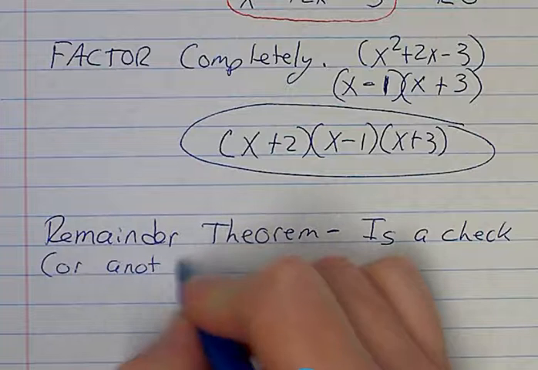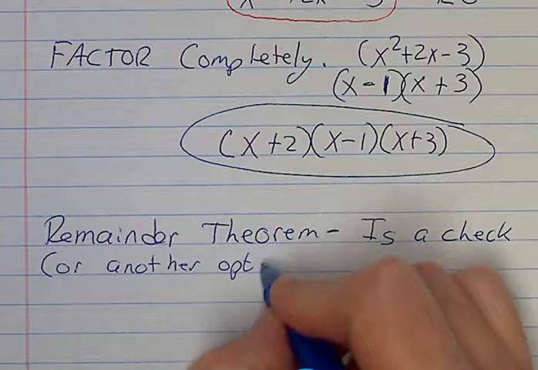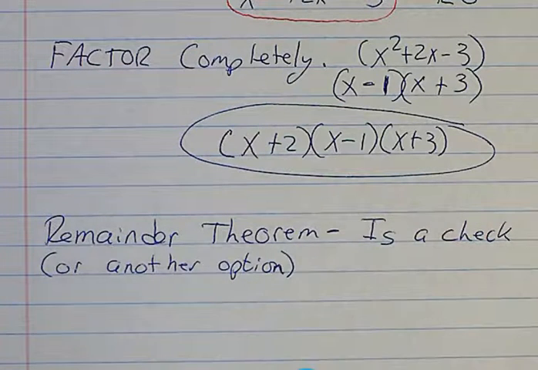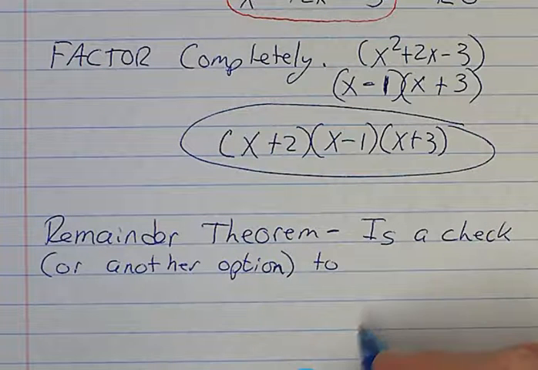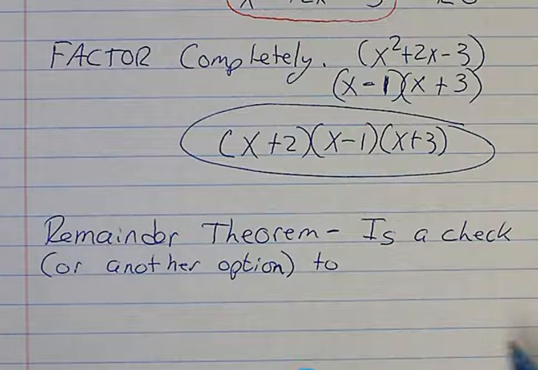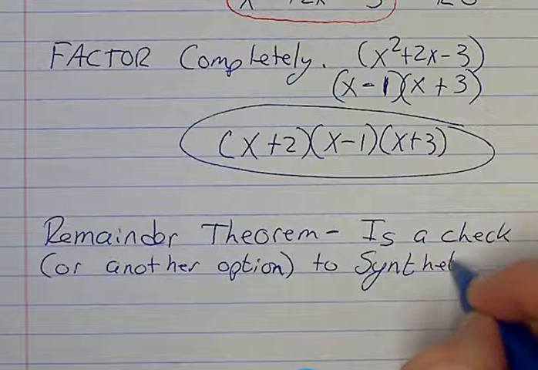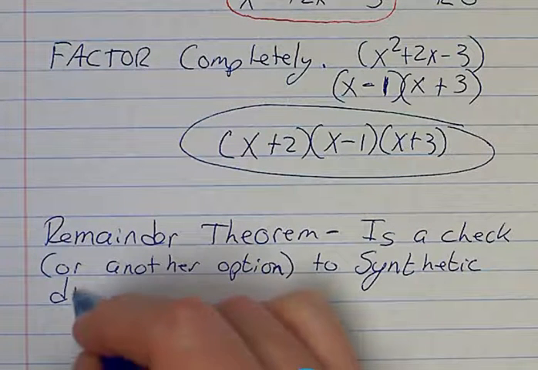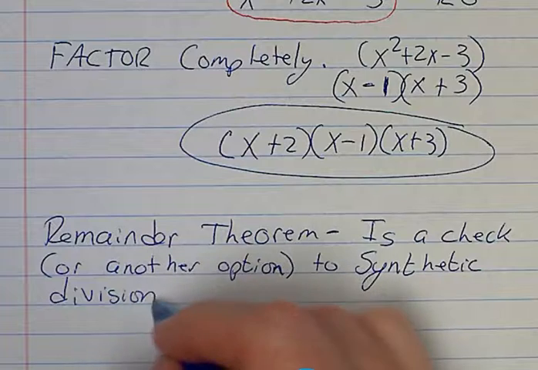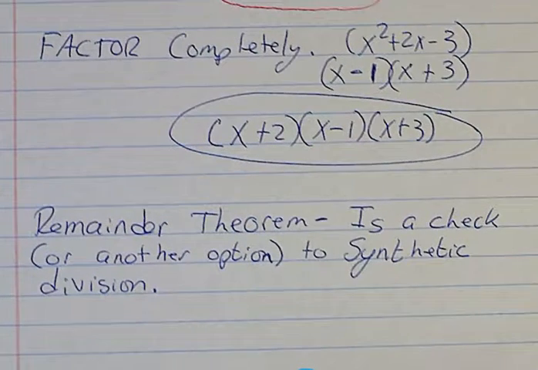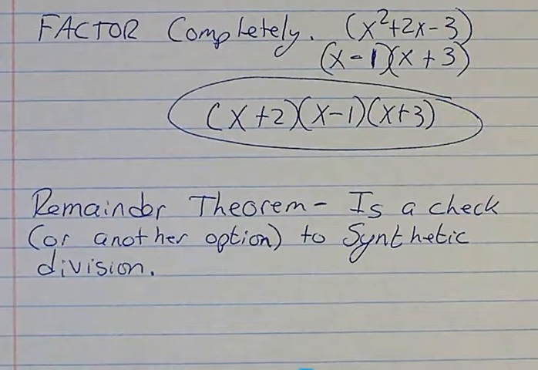Or you could almost look at it this way. It's another option. So really it's a check, if you want to look at it that way. It's a check to synthetic division. Because some problems they'll tell you can use the remainder theorem or synthetic division to find the remainder. If you're just finding the remainder, you can do either one. If they actually want you to do synthetic division, then they're probably going to tell you to do synthetic division on these.